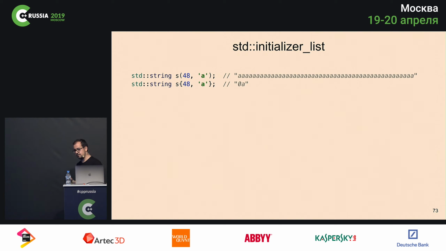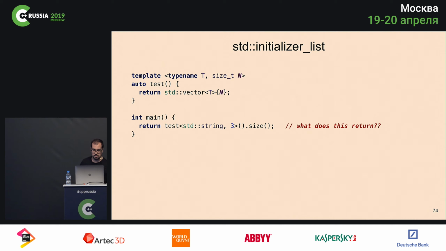So this kind of stuff, that sometimes it calls the constructor that you expect, and sometimes it calls something else, is even more annoying if you have templated code. So let's look at this example. What is this program going to return? So we have a function template, and then you have a vector of T, and then you're going to give it a brace init list with a number, and then you're going to instantiate that with string and 3.